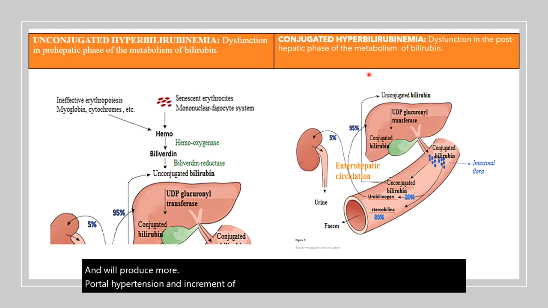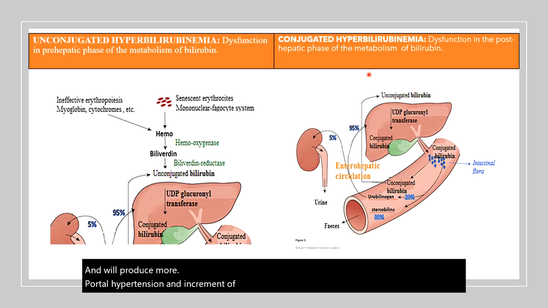Inside the intestine, by the action of the bacteria, or what we call microbiome or intestinal flora, the conjugated bilirubin will again be unconjugated by bacterial enzymes, right? And that unconjugated will go back into the liver, and this is what we call the enterohepatic cycle or circulation.